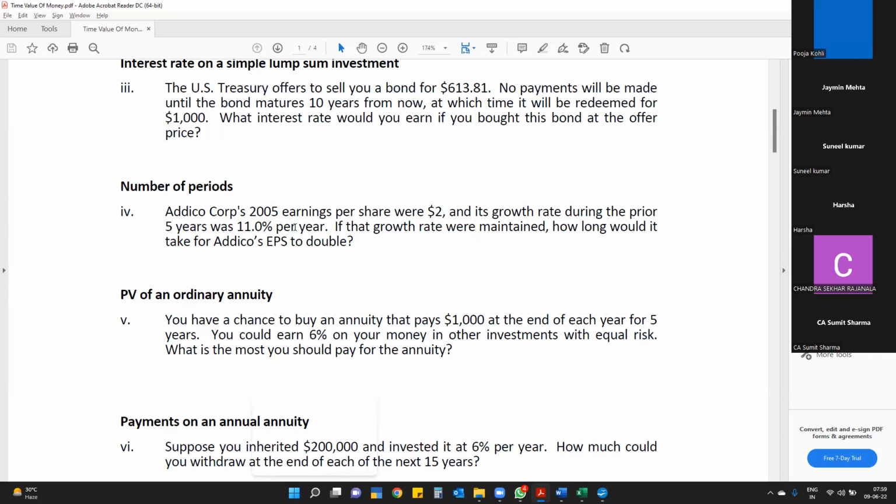So what we want to calculate here is, what we want to calculate here. Please mention in the chat box what you want to calculate here. Be a little bit interactive. Yeah. So we have to calculate the time here.